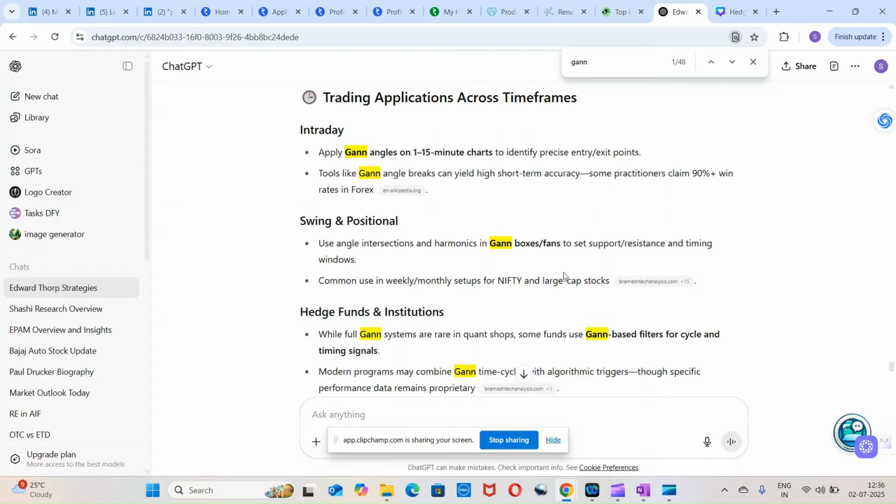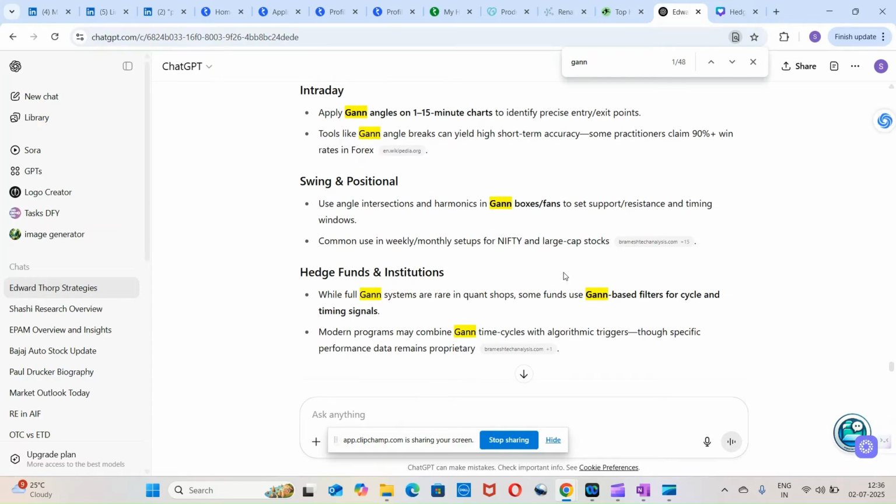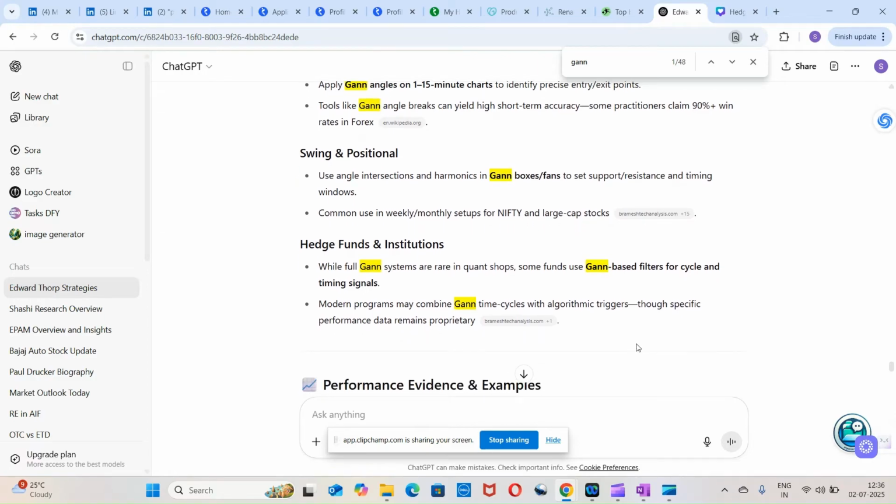Hedge funds and institutions using Gann techniques: while full Gann systems are rare in quant shops, some funds use Gann-based filters for cycle and timing signals. Modern programs may combine Gann time cycles with algorithmic triggers. All specific performance data remains proprietary.